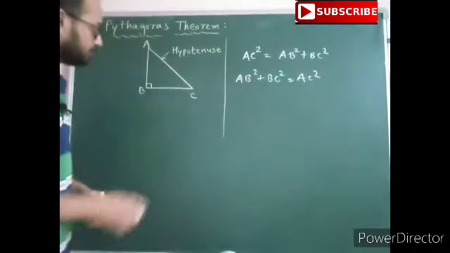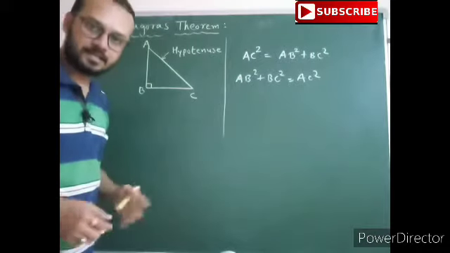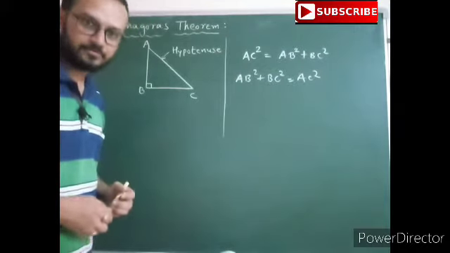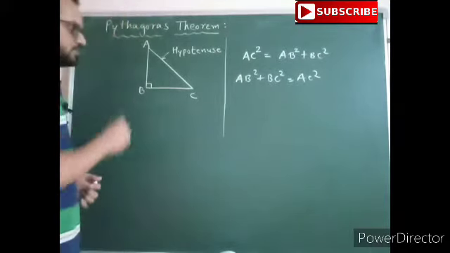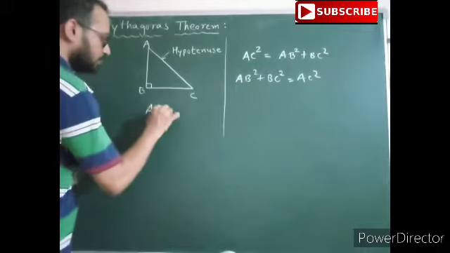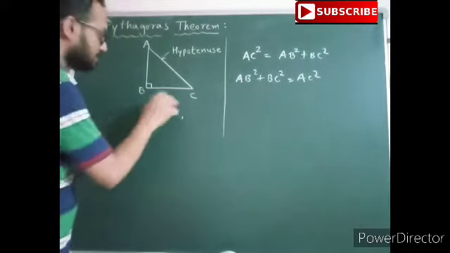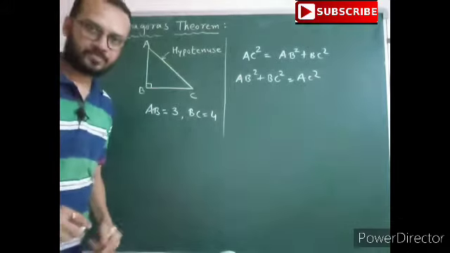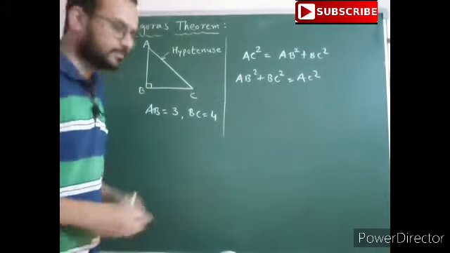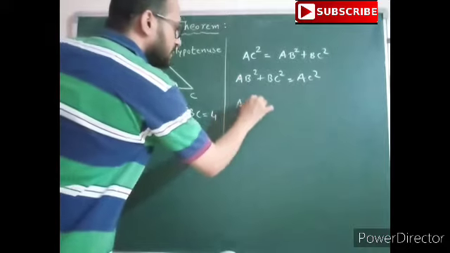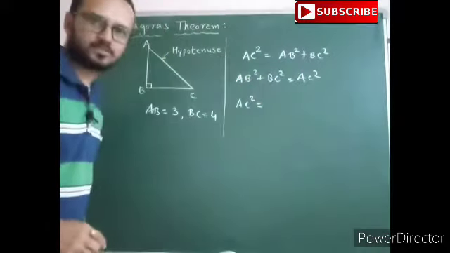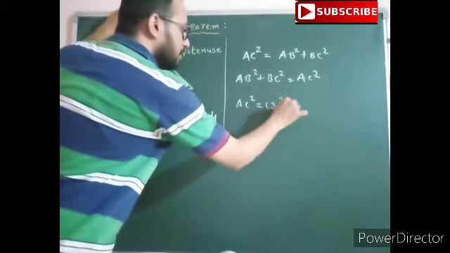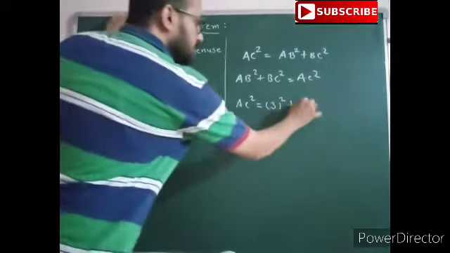So this way, if two sides of a right angle triangle are given, then we can find the length of the third side. Let us take an example for this. Suppose in this triangle AB equals 3 and BC equals 4, and we have to find AC. Then we can apply Pythagoras theorem to find AC. We know that AC square equals AB square plus BC square. Here AB is 3, therefore AC square equals 3 square plus BC square, meaning 4 square.